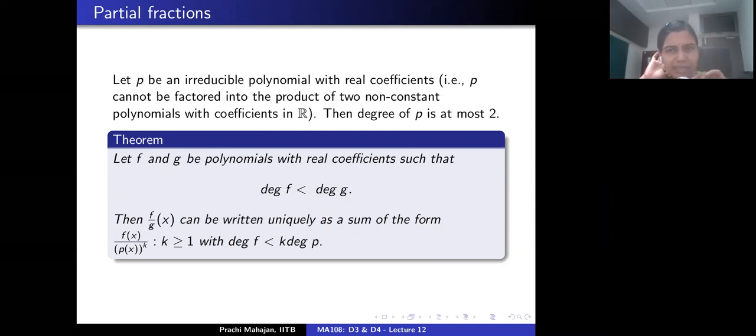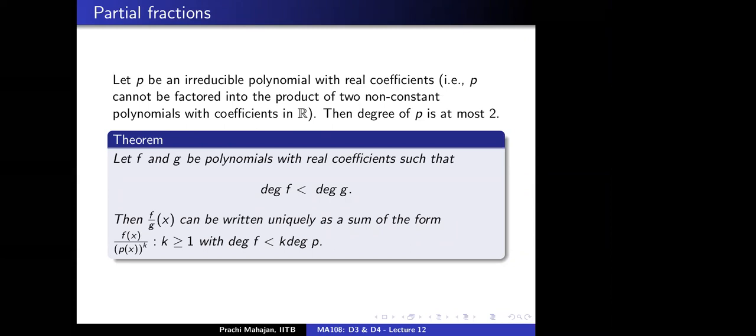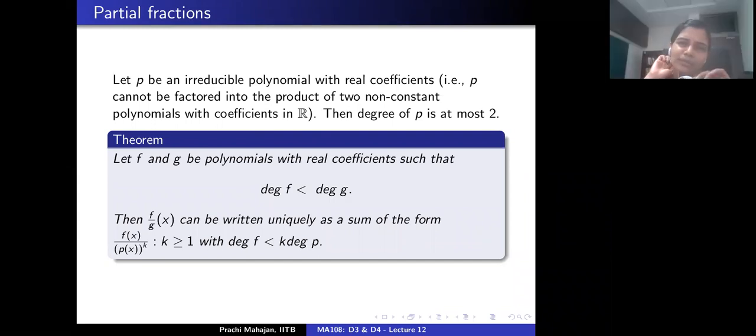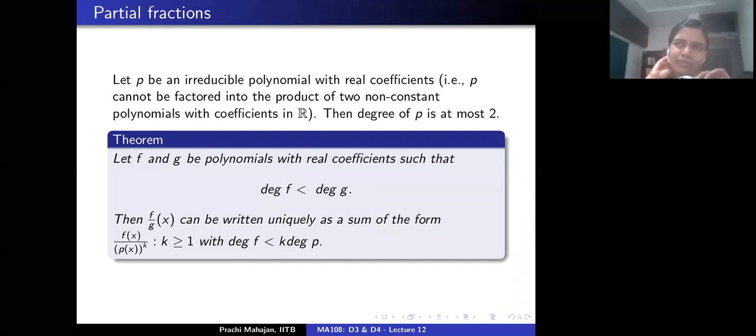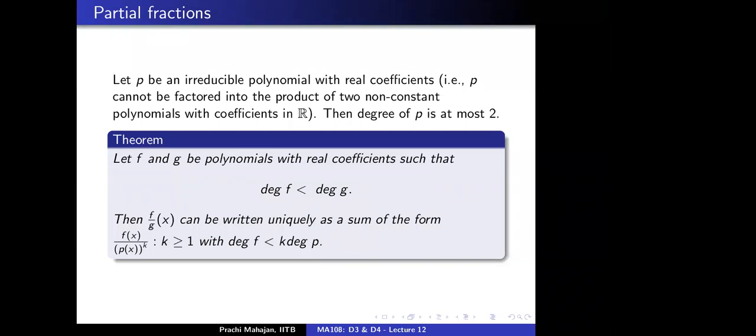If the degree is 3, then you can always break it down. You can further factor it down. But if the degree is 4, then we might not be able to do that. Let's see. If the degree is 4, then you cannot do it. Like x to the power 4 plus 1 is a 4-degree polynomial, but you can't break it into non-constant polynomials.